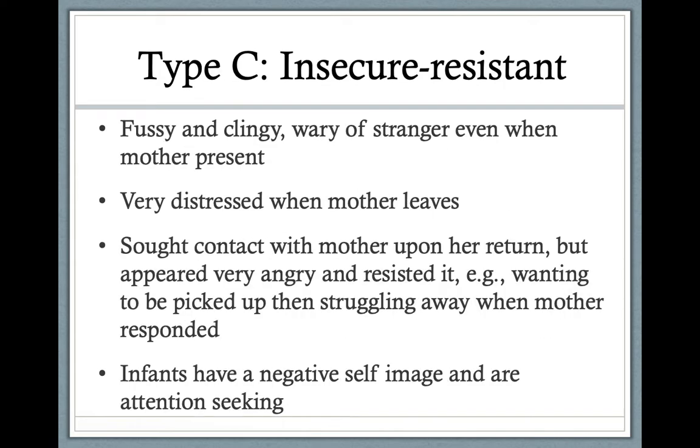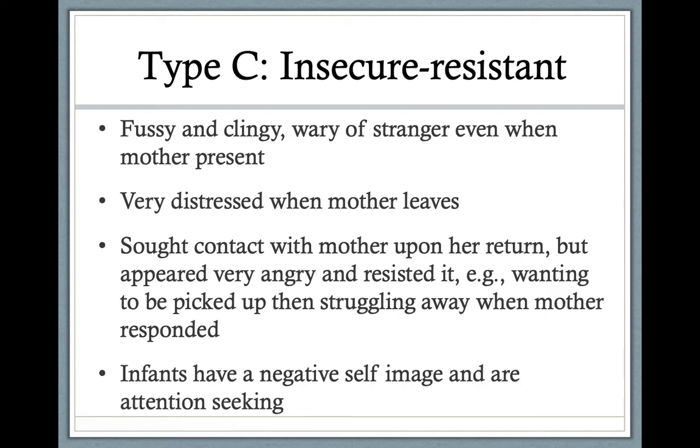Lastly, then you've got the least common. This was only 10% of babies, and this was the insecure resistant. The sorts of behaviours that this type of baby will show are fussy, very clingy, wary of the stranger even when the mother is there. So a bit weird about why the stranger's there, who are they, what are they doing in here. Very distressed when the mother leaves. So this behaviour could be easily mistaken at this point for secure because they're distressed when the mother leaves.